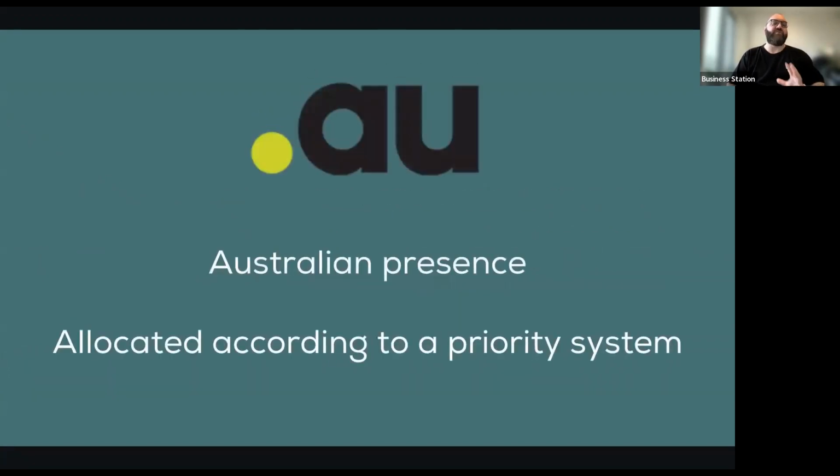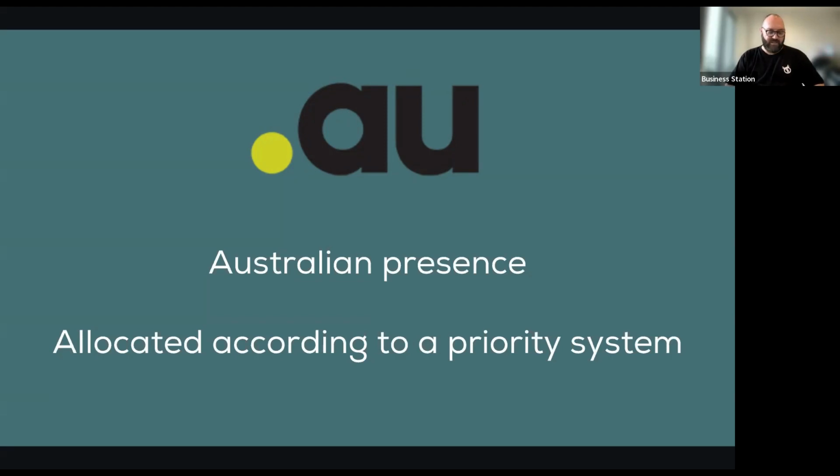Which leads us to these new domains. So they're the direct domains, the .au. So instead of something like me having clickstarter.com.au, I can just now have clickstarter.au. And this, like all the other .au domains, means you have to have an Australian presence. So you have to show that you're Australian, you have to have an ABN, all that kind of stuff. And it's allocated then according to a priority system.